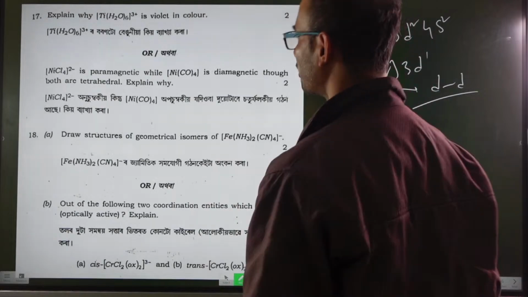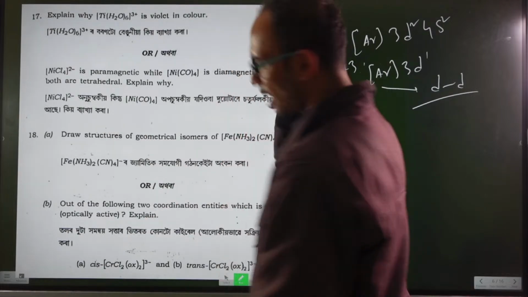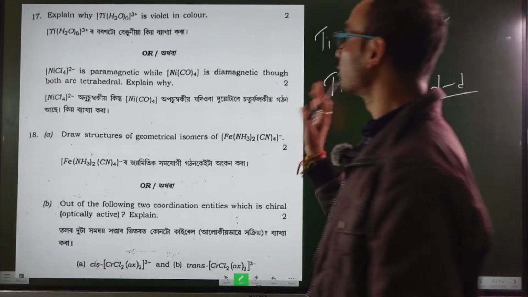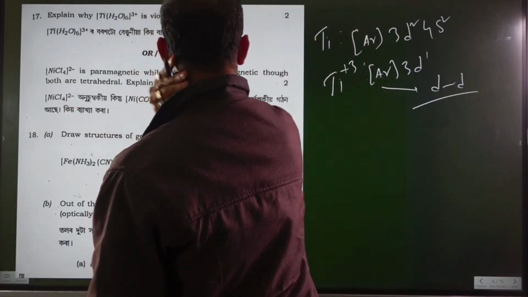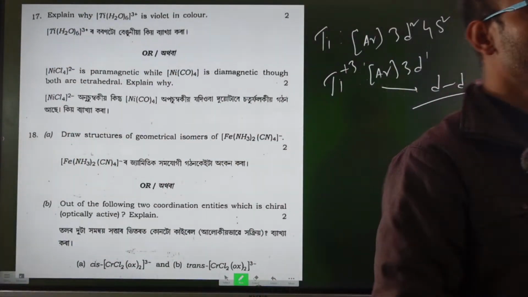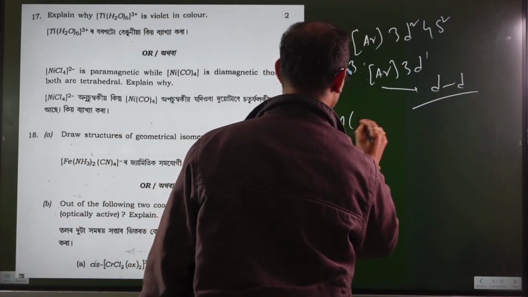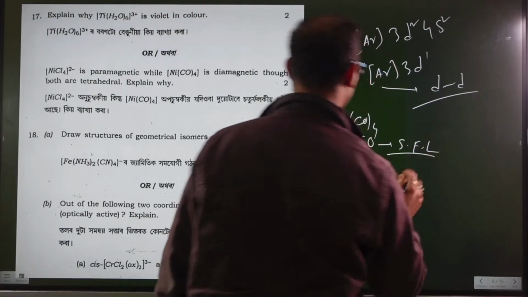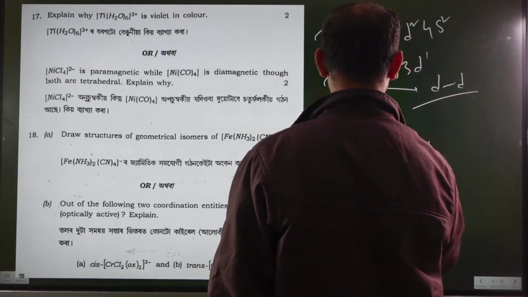And nickel tetrachloride, you can see, is paramagnetic in nature, while the other is diamagnetic in nature. But both have tetrahedral geometry. You can write why it is so: in nickel tetrachloride there are 2 unpaired electrons, because chlorine is a weak field ligand. Therefore it is paramagnetic. But in nickel tetracarbonyl, CO is a strong field ligand. So all the electrons will be paired, that means during sp3 hybridization all the electrons will be paired.